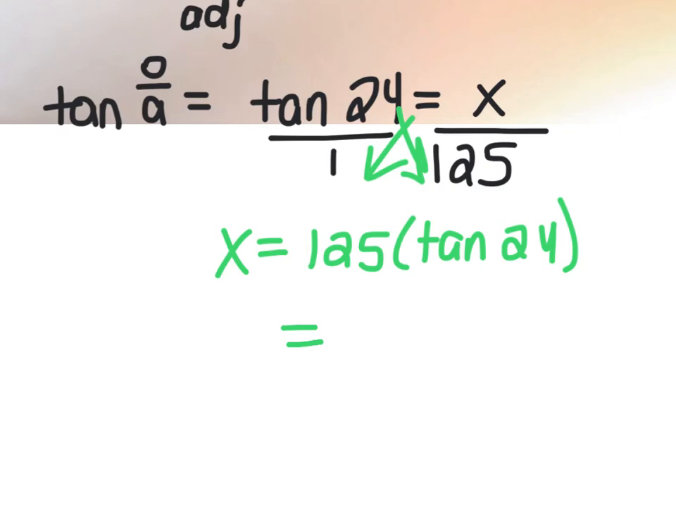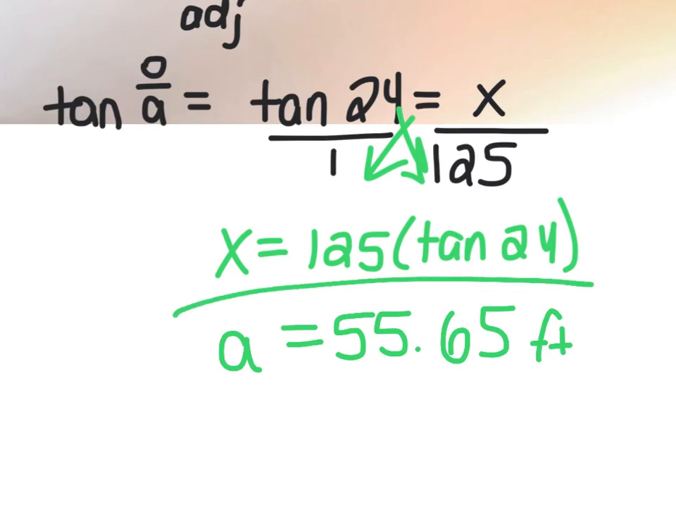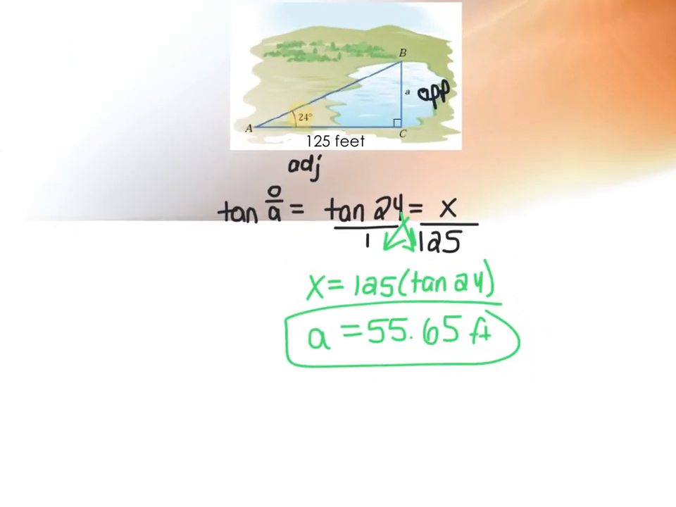All right, so what do I get when I have 125 times the tangent of 24? And we're talking about feet, so just give me 2 decimal places. 55.65. 55.65 feet. Okay. That is how far it is across the pond. You guys are going to have word problems on your test. It's going to be just a right triangle.